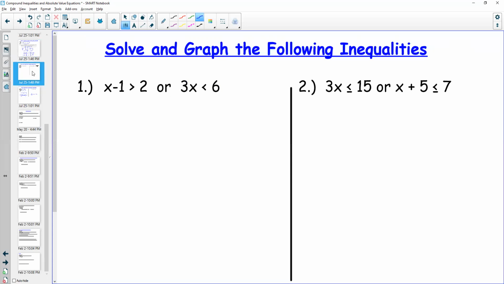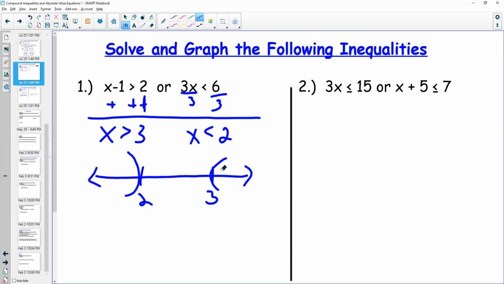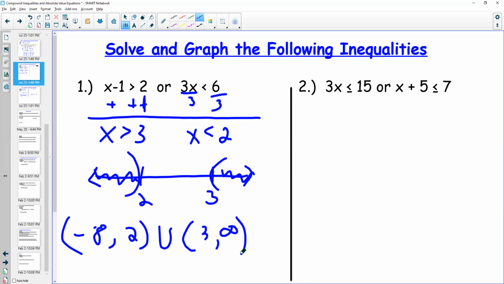Okay, so this one works the same. I'm going to add 1, or t. This is going to be x is greater than 3. This one I'm going to divide by 3. X is less than 2. X is greater than 3 or less than 2. So I'm going to put them on my number line. These are just parentheses because there's no equal to. And then I can write the interval notation just like I did a second ago. Negative infinity to 2 or 3 to infinity. That's it. That's all it is.